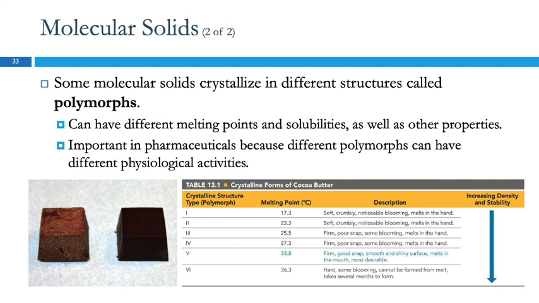Some molecular solids can crystallize in different structures depending on how they crystallize. And an interesting example of this is chocolate. The different structures are called polymorphs, and it has to do with how hot it was and how quickly it cooled down and froze, became a solid, right? So there are actually 6 different polymorphs of cocoa butter, main ingredient in chocolate.